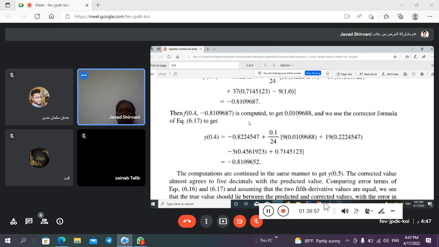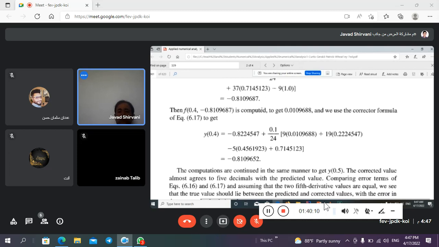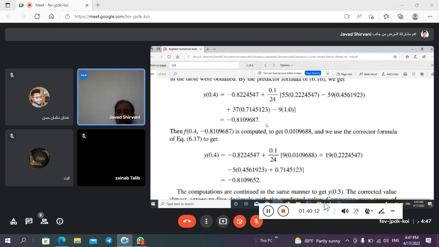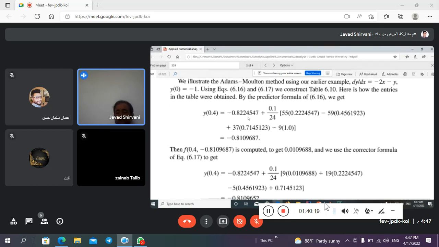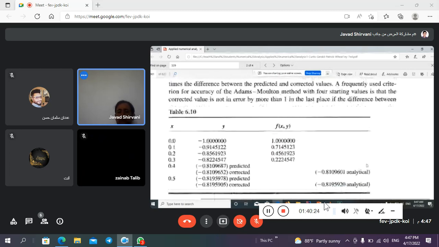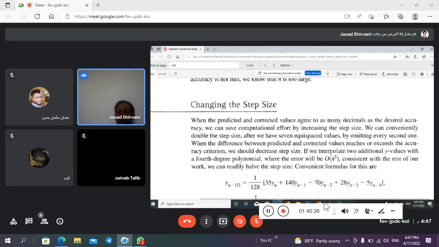If these errors, I can see very small errors in both of these formulas. When we are satisfied with this accuracy, we can use a bigger step to find the same accurate solution.